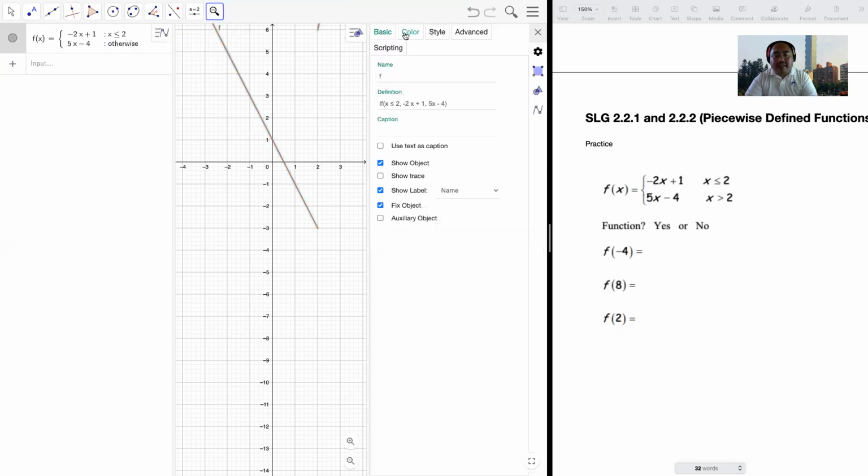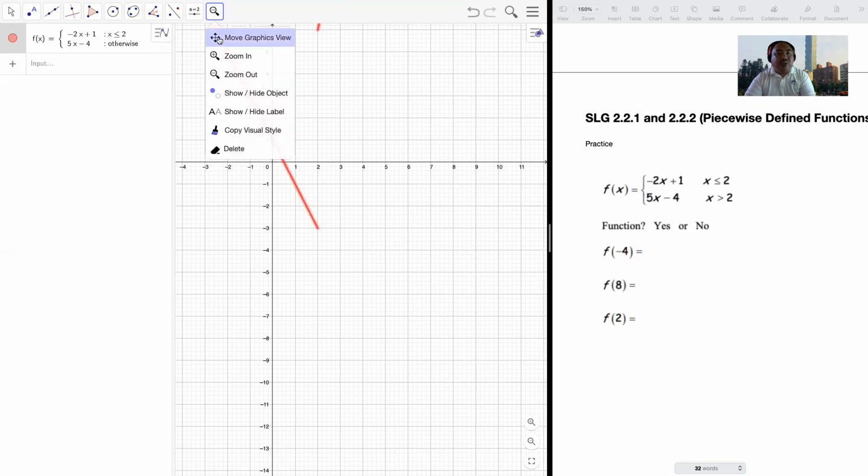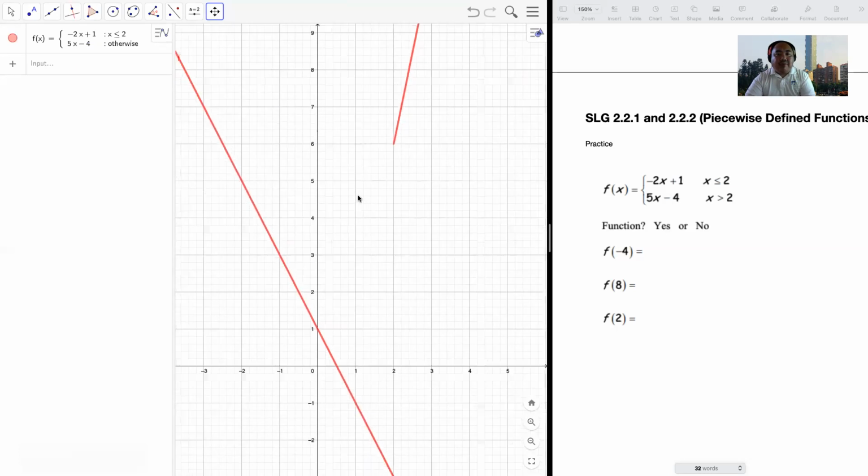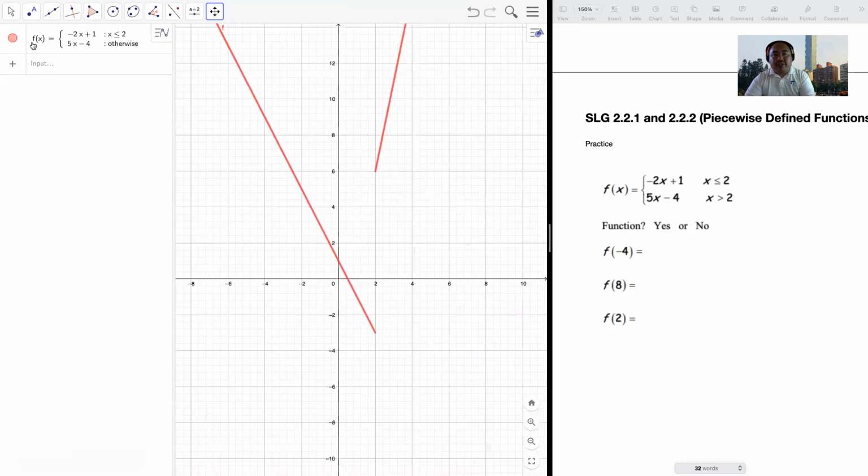Okay. Let's just beautify this a bit. I use the color red. Okay, there. So you will see now the graph of the function f of x, where when x is less than or equal to 2, the trace is that of negative 2x plus 1. And if x is greater than 2, then the trace is that of 5x minus 4. Okay, and then you are asked here, is this a function? So later we will answer that. Let's first answer, what is f of negative 4, f of 8, and f of 2.